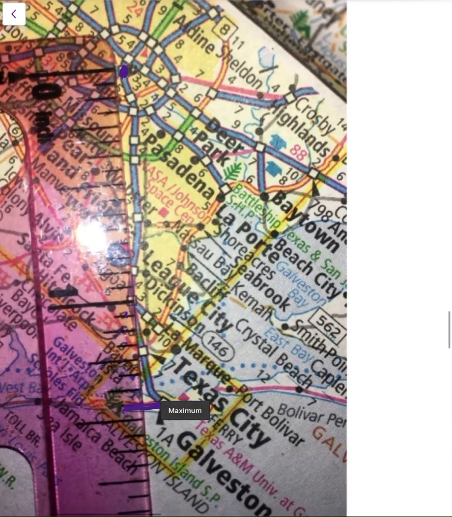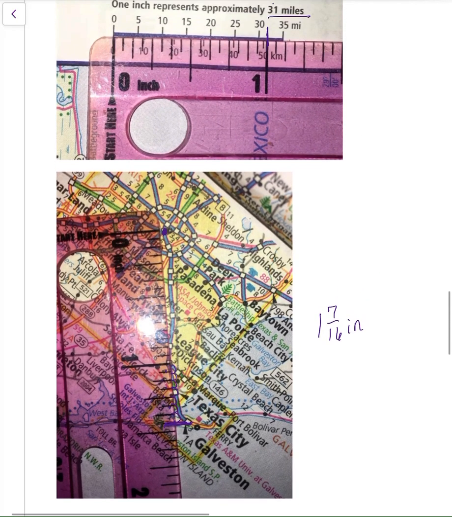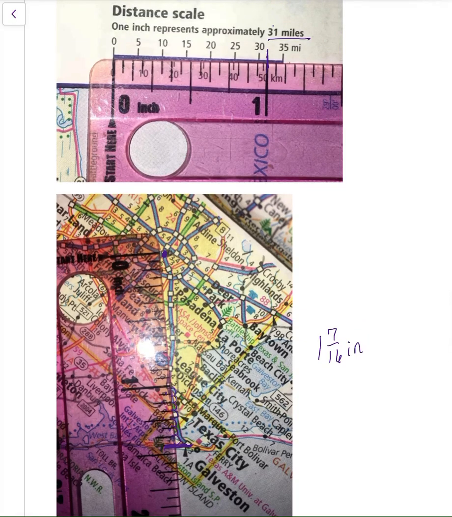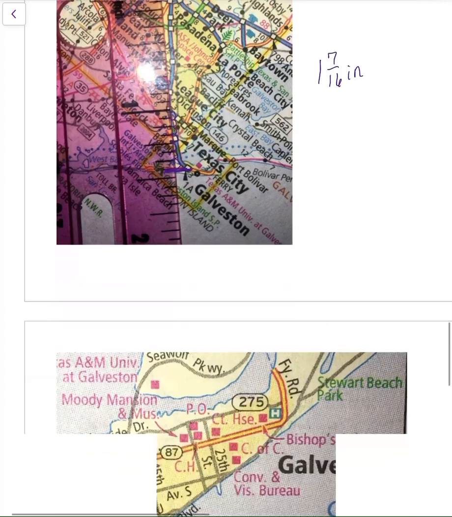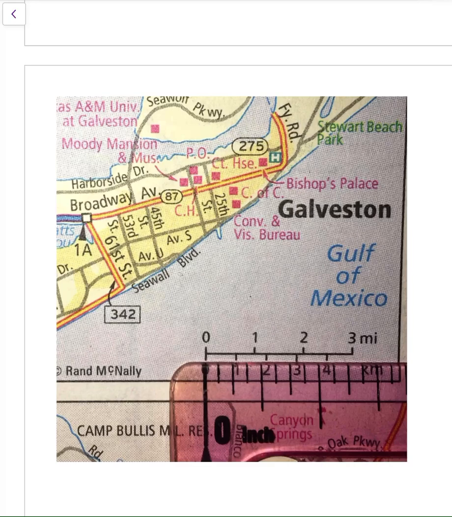And you could actually count and see that that's 1 and 1, 2, 3, 4, 5, 6, 7 sixteenths. So we could use that 1 and 7 sixteenths inches, and figure out approximately how many miles it is from Houston to Galveston using the scale that they told us. Now the scales are based on how big the map is. So on this one, they zoomed in so we can get a closer look at Galveston, and the scale is different.